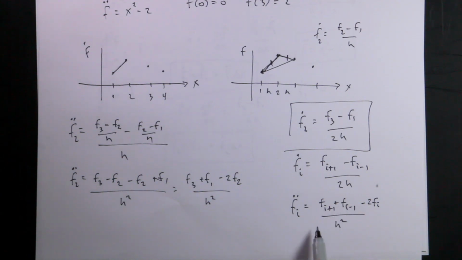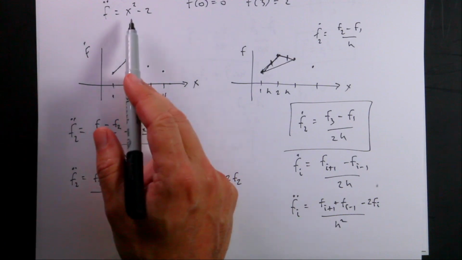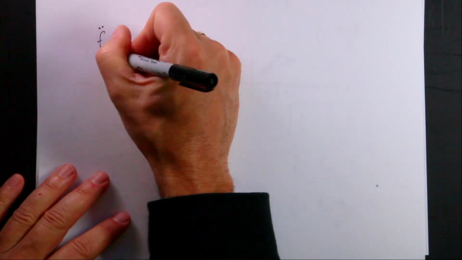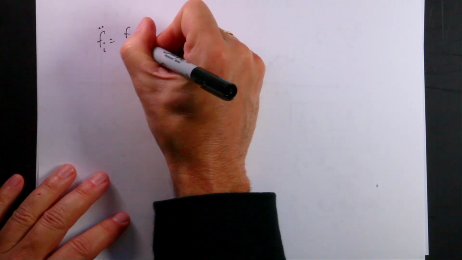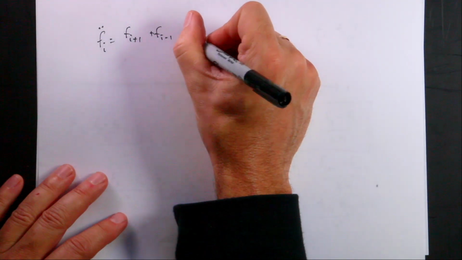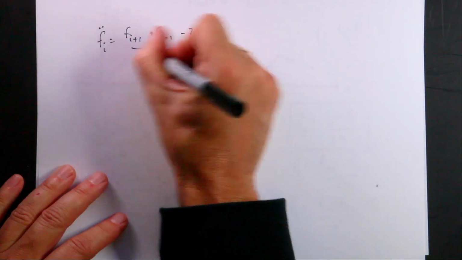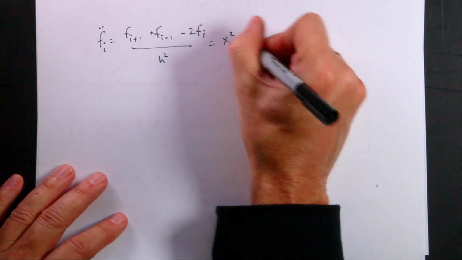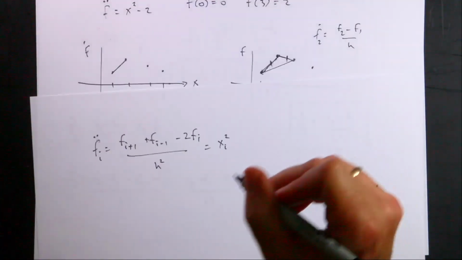Now I can use this and set that equal to my function. So now I can say f double dot i is going to be f_(i+1) plus f_(i-1) minus 2f_i over h squared equals x_i squared, what is it, minus 2? Minus 2.